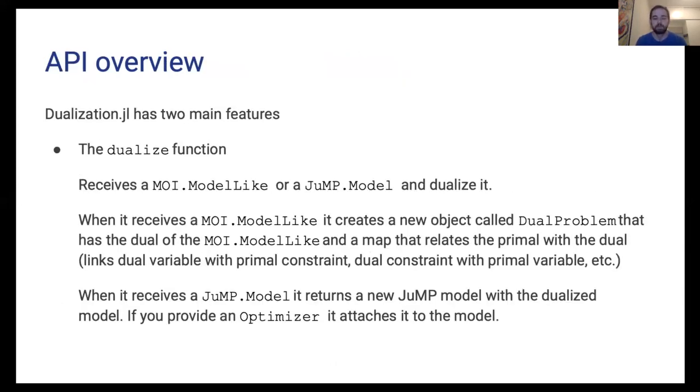The Dualization.jl package has a very simple API. It has only two main features: the dualize function that can receive either a MOI model or a JuMP model and then dualize it. When it receives an MOI model, it creates a new object called dual problem that has the dual of the model provided and a map that relates the primal with dual. It links dual variables with primal constraints, dual constraints with primal variables, etc. And when it receives a JuMP model, it returns a new JuMP model with the dualized model inside. And if you provide an optimizer in your JuMP model, it automatically attaches it to the dualized model.